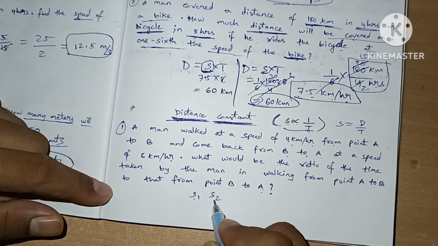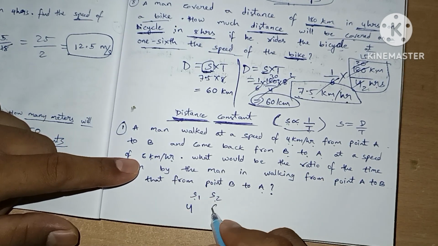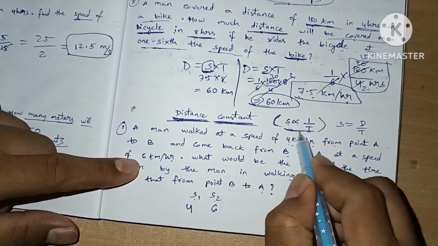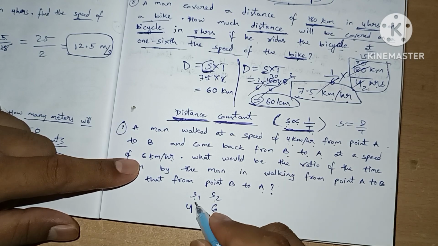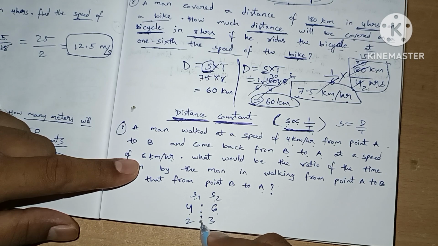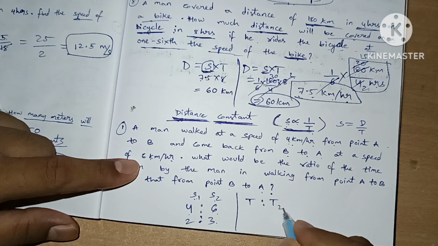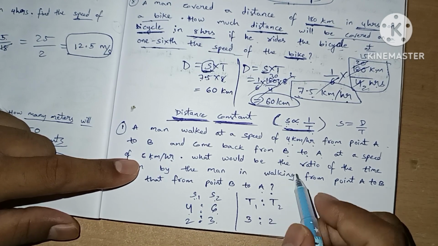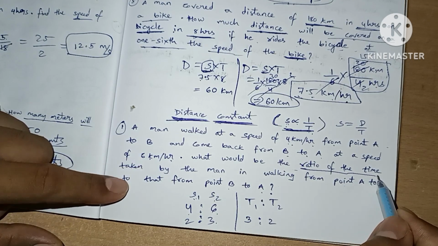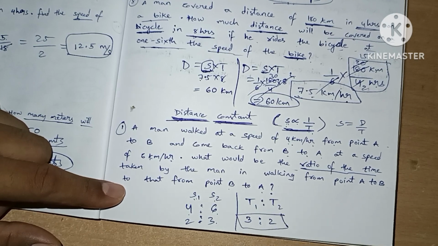The speeds S1 and S2 given are 4 kilometers per hour and 6 kilometers per hour. Here in our concept, we already said that speed is inversely proportional to time. So the speed ratio is 4 is to 6, which means 2 is to 3. Then the time ratio is inversely proportional to the speed ratio, so the time ratio is 3 is to 2. The question asked is the ratio of the time taken by the man to reach from A to B to that from B to A. So this is the answer.